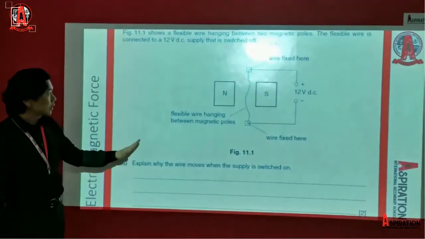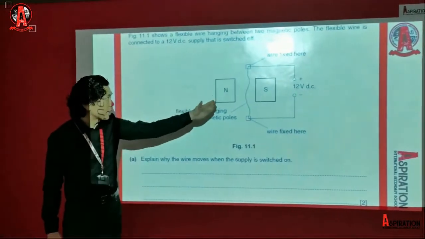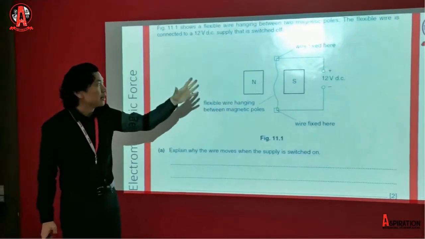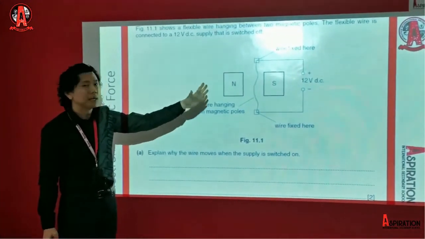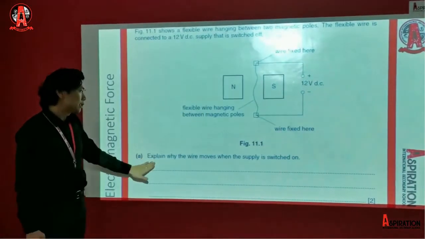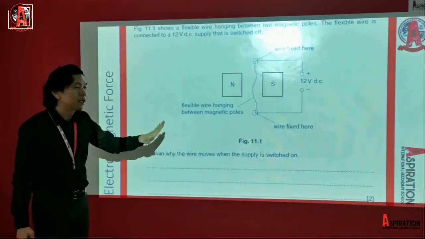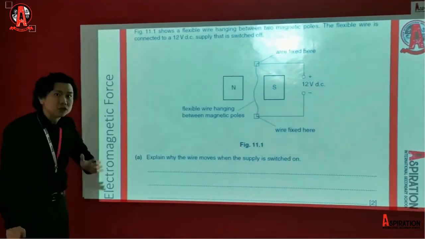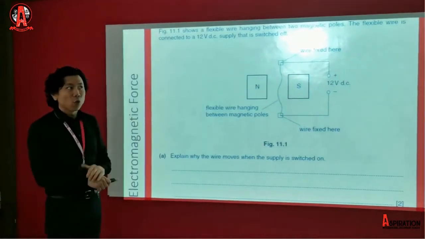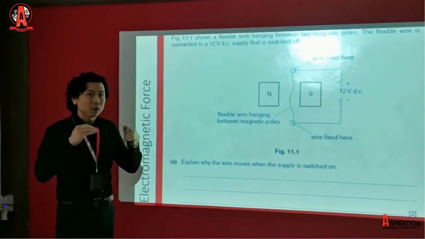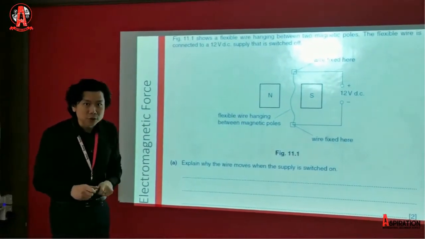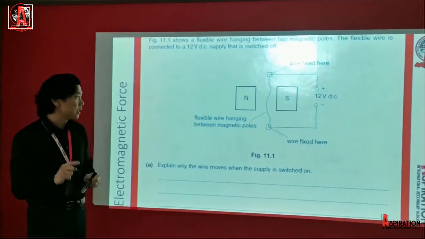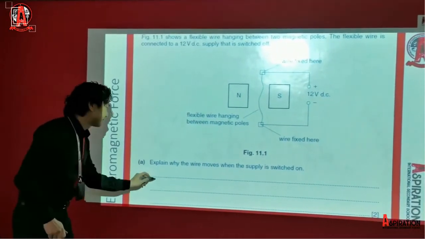Now, let's look at this question. There is a current carrying conductor in between two permanent magnets. So the question is, why the wire moves? So this is an example of an induced force. So when we understand that force is being induced, we use the keyword overlap.